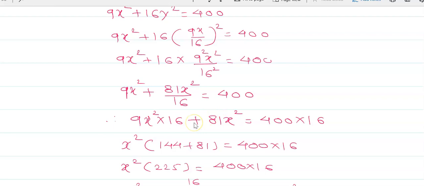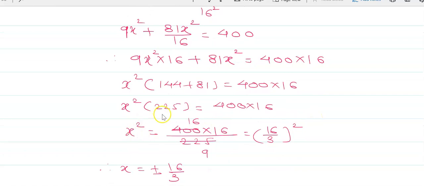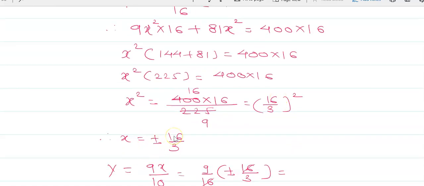If we simplify this, you will get 9x square into 16 plus 81x square equal to 400 into 16. If we take x square as common, we can add this: 144 plus 81 is equal to 400 into 16, that is, x square into 225 is equal to 400 into 16. If we simplify it, you will get 400 into 16 upon 225, which equals 16 upon 3 bracket square. Therefore x is equal to plus or minus 16 upon 3, taking the square root.